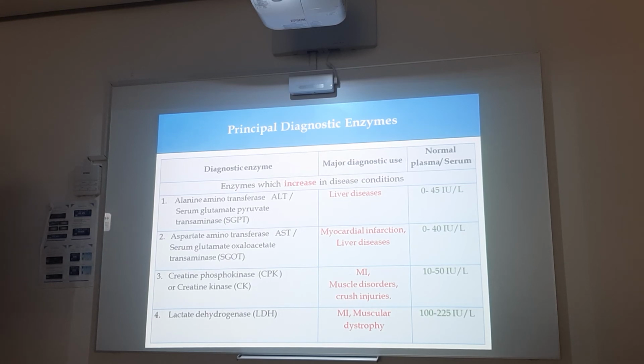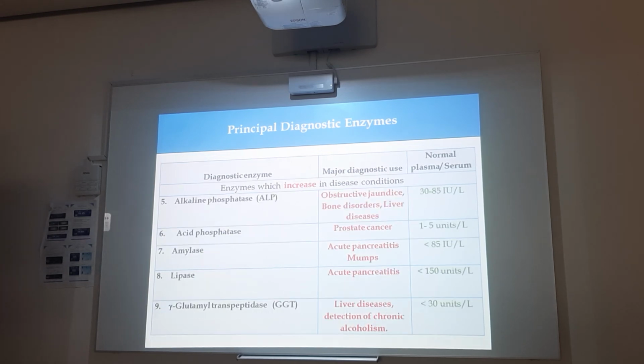We have the LDH, lactate dehydrogenase, which also increases in muscular dystrophy, in MI, liver conditions. I can give you a host of conditions in which the LDH is going to be high. So how can I utilize it? More enzymes, alk phosphatase. Usually you order the alk phosphatase if you suspect obstructive jaundice and bone disorders, but it also increases in liver diseases as well.